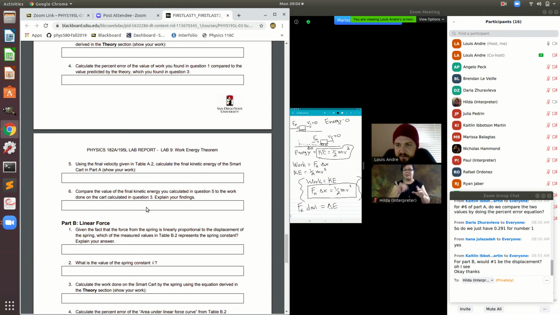Okay, again, compare the values. You don't have to do a percent difference here for number 6. Just compare them. What do you see? They're going to be damn close. If they're not, then do it again.